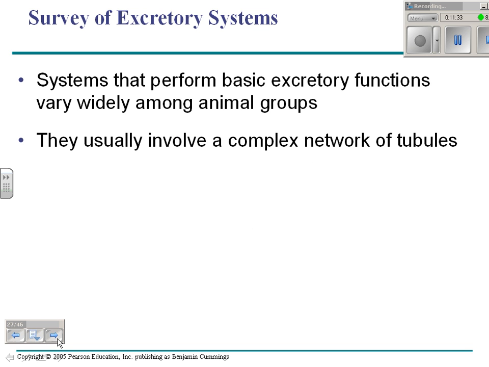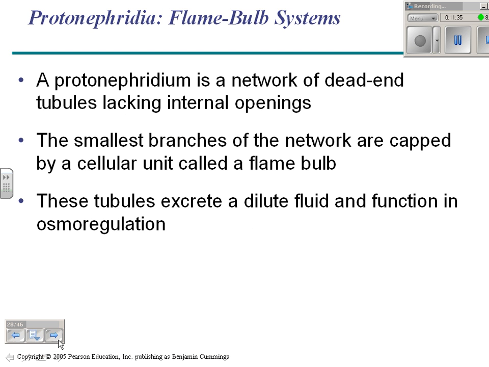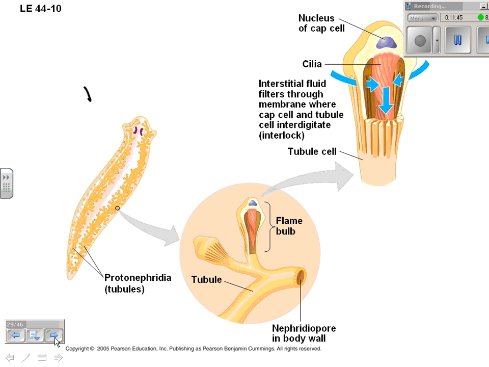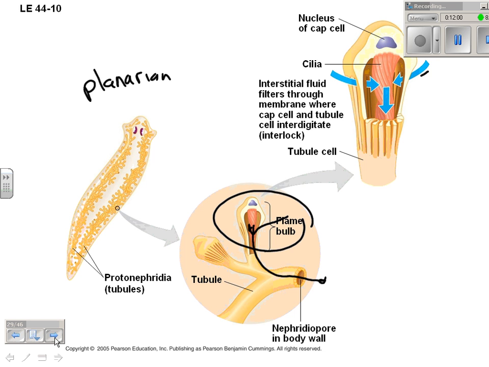So, just a few kinds of excretory systems. Something called a protonephridium. Dead-end tubes, no internal openings. Okay, and the example of that is in an organism called a planarian. Planarians have what's called a flame bulb system, where fluid filters into here and then leaves.